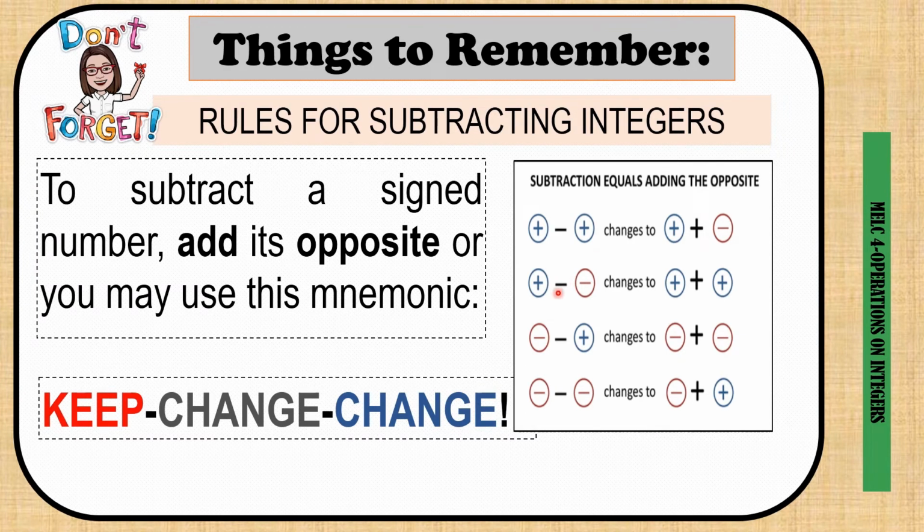Now, if you have positive minus negative, so keep, change, change. It will become now positive. Then change the operation to positive or plus. Then your negative will become positive. Okay, next. Negative minus positive. All you have to do is to copy or keep this negative. Then again, your minus will become plus and your positive will become negative.